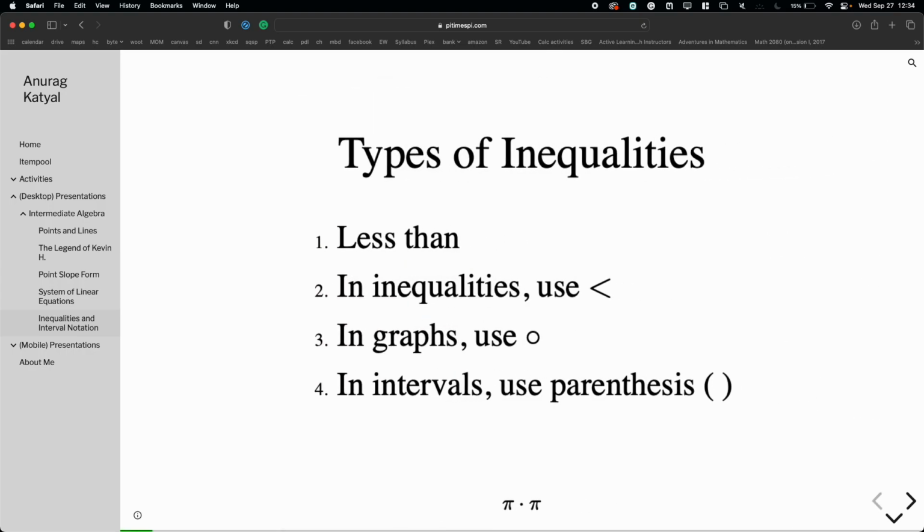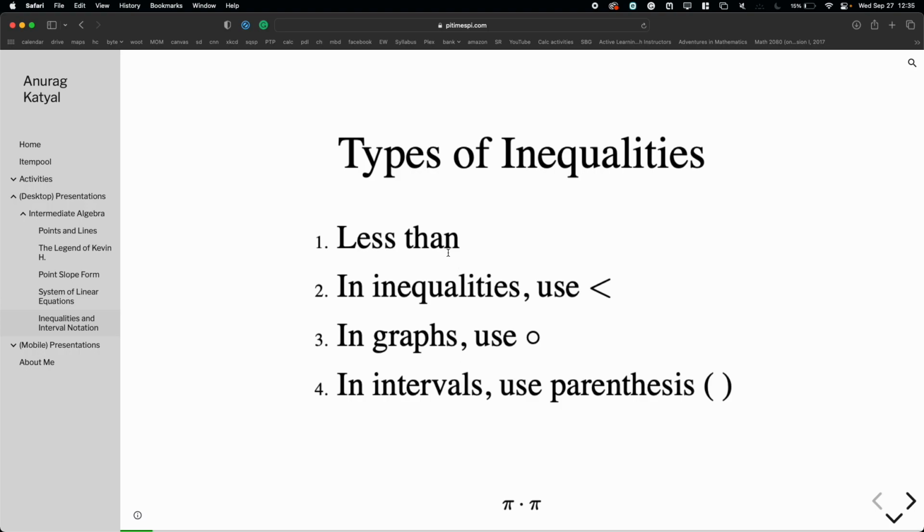So here's the beginning. There are 4 types of inequalities. One of them is less than. What other 3 types do we have? Greater than, more than. That's 2. What else? Less than or equal to, and one more. Less than, greater than, less than or equal to, greater than or equal to.